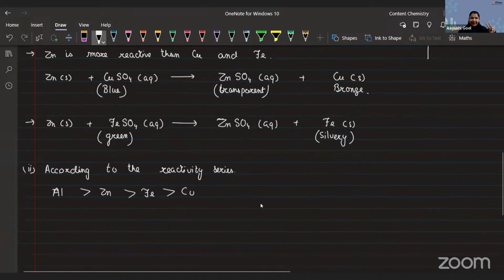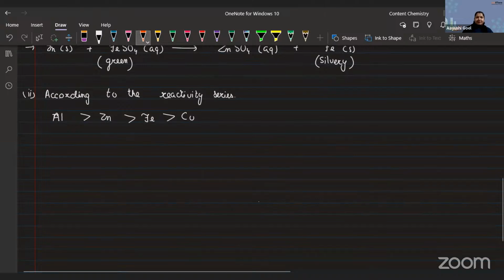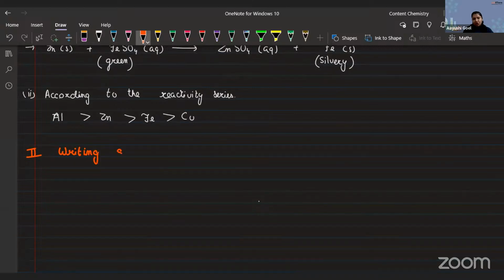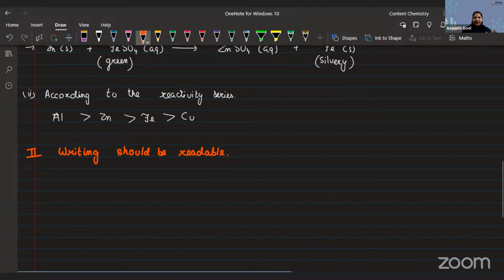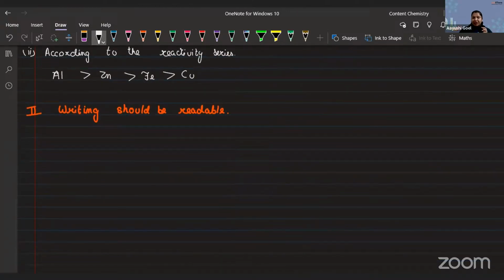Good. Now my second tip for everyone, that is, your writing should be readable. You don't need to write beautiful handwriting. We can't do that. But your handwriting should be readable. If I show you, there are so many students who write in a good or a bad way. That is not an issue. The major issue arises when you are writing an answer, if it is not readable, then in that case, what will happen with you guys?